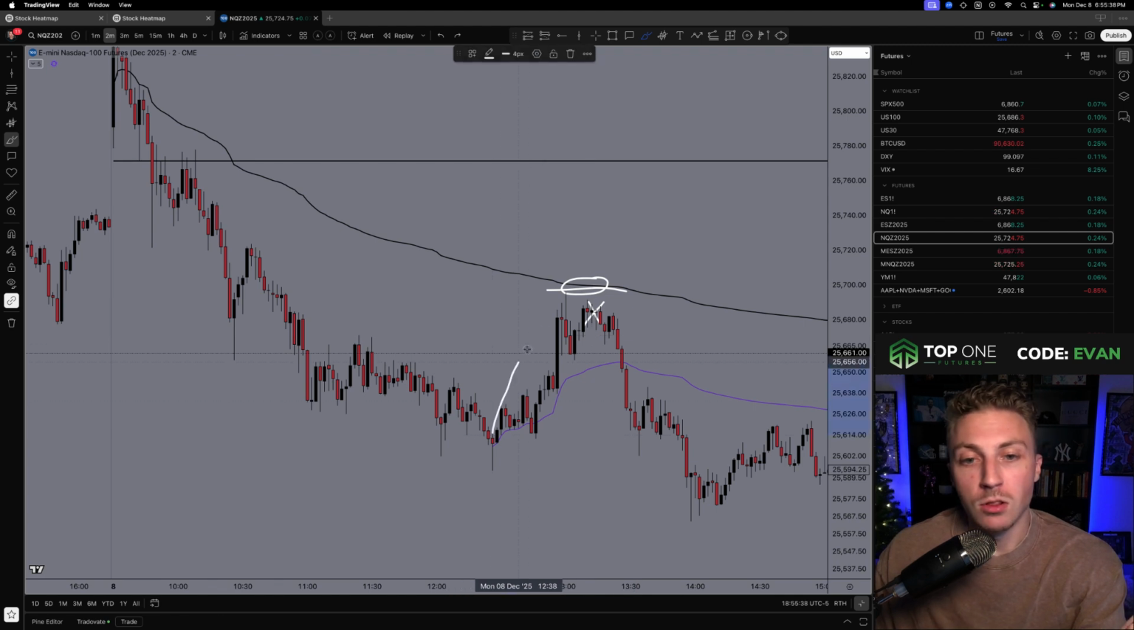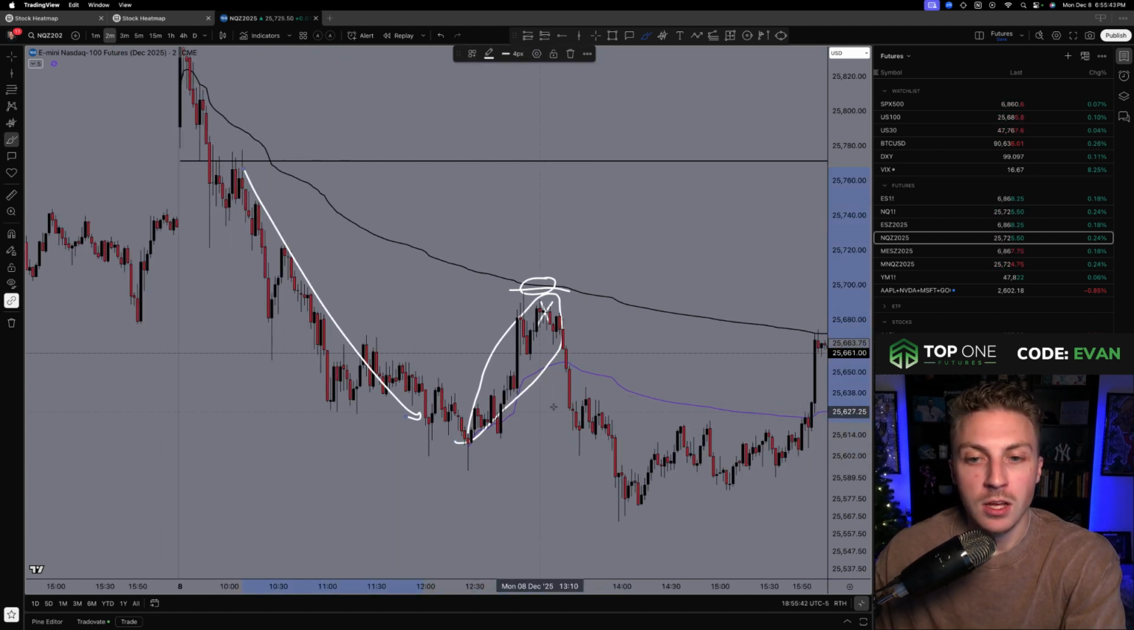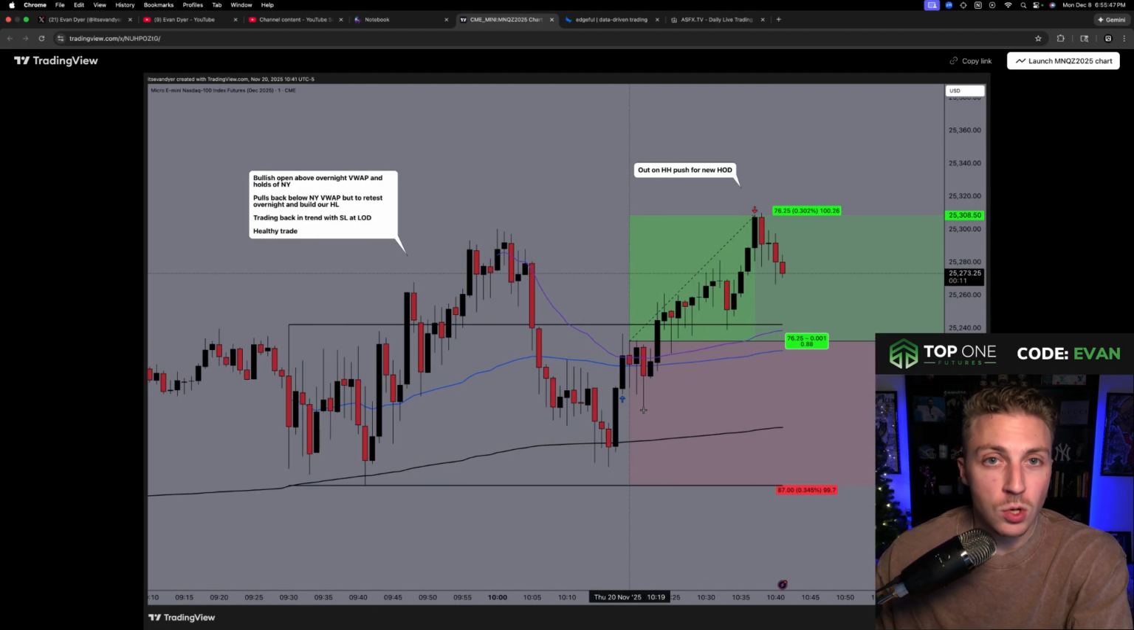Could there be money to be made in the longs against VWAP? Sure. I think there's a lot more money and easier money just trading with the VWAP back down in the direction of trend.